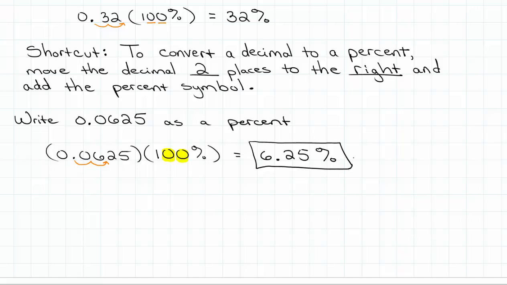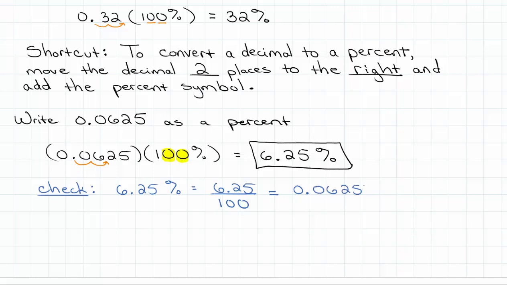All right. And a quick way of checking yourself, because sometimes it might be the day of the test and you might not be sure if you've got the right answer, is go back and use the percent definition. 6.25%. Remember that percent literally means divide by 100. If we take this number and we divide it by 100, what do I get? Oh, I'm going to get 0.0625.